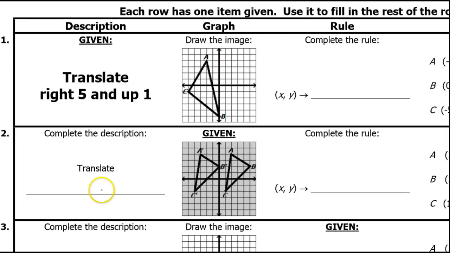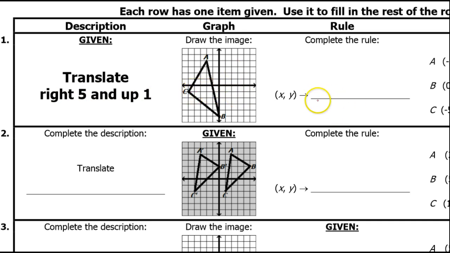In this video, I will show you how to perform a translation. A translation is where you are taking a shape and you're basically sliding it across the graph. In this case, we are going to translate right 5 and up 1. So our goal is to slide the triangle right 5 and up 1.